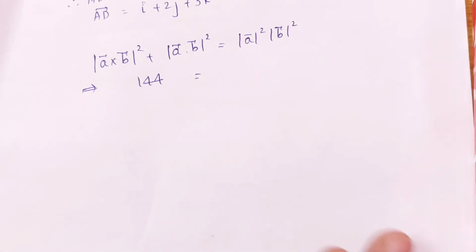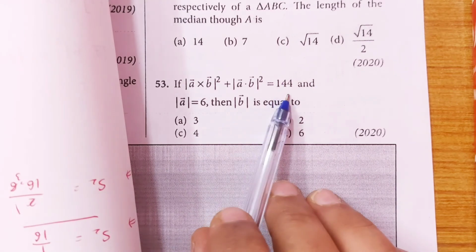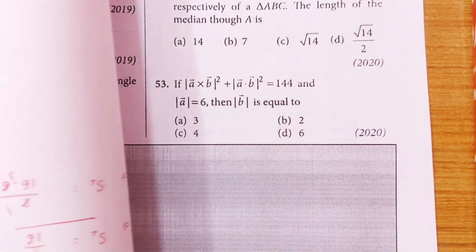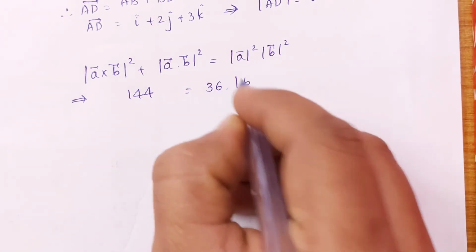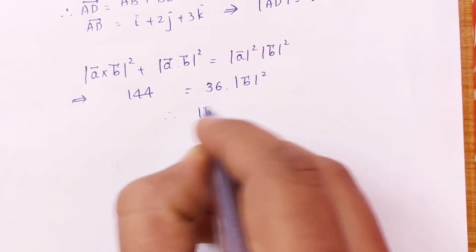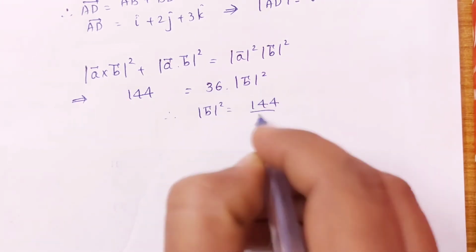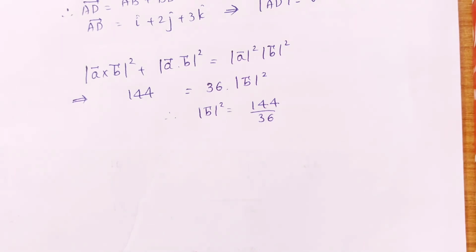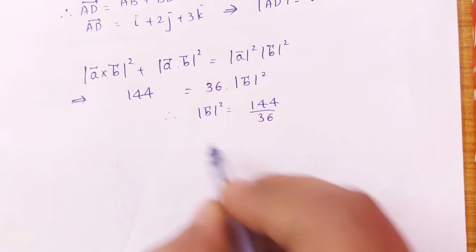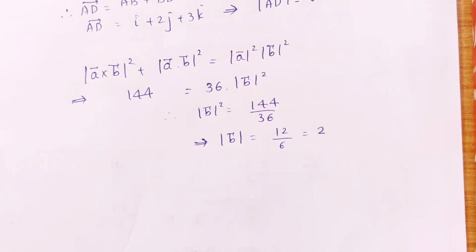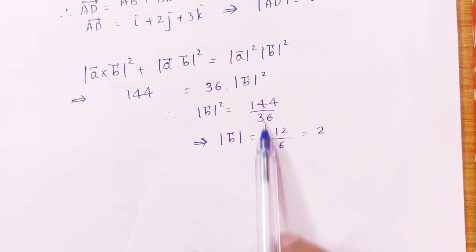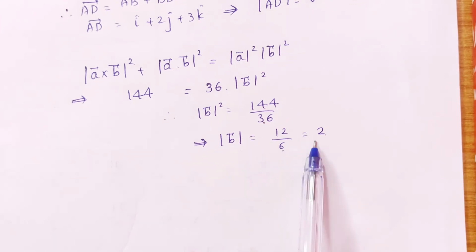Look at the question once again. This is given as 144, and magnitude of A is given as 6. So 6 square is 36, times magnitude of B square. Therefore, magnitude of B square is 144 divided by 36. Take the square root on both sides: 12 divided by 6, which is 2. 12 square is 144 and 6 square is 36. So magnitude of B is 2.